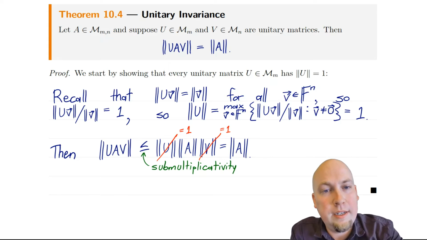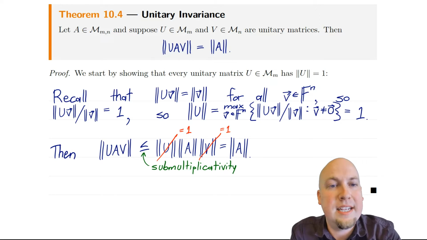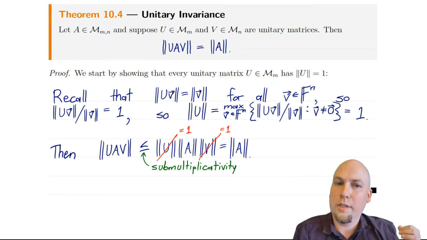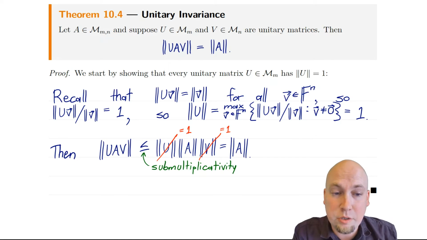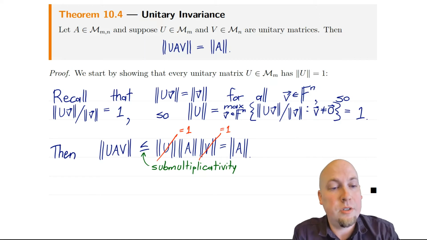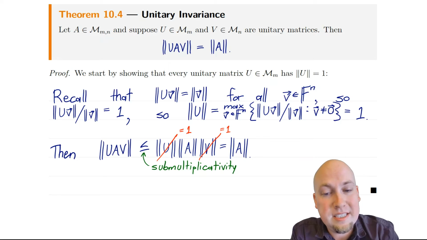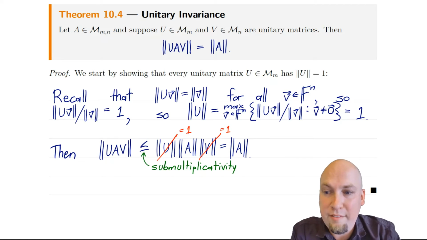So what I've shown here is that one of these is less than or equal to the other one. To show equality, now I just have to show the opposite inequality. I have to show that the operator norm of A is less than or equal to the operator norm of UAV.